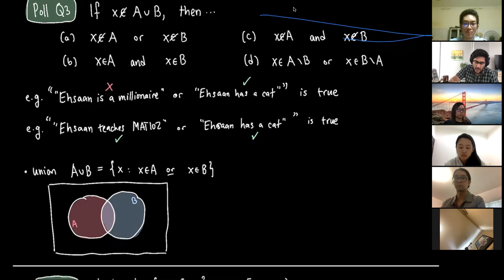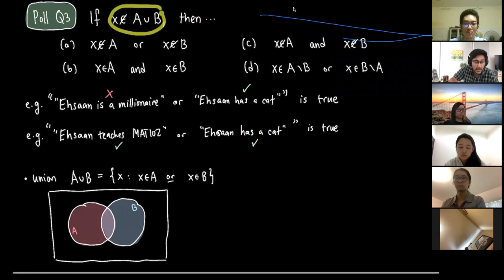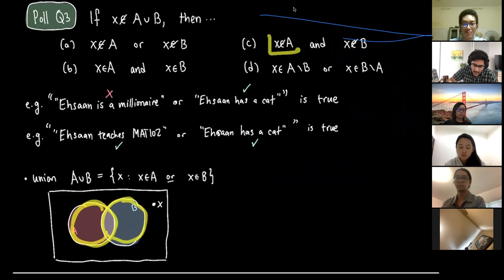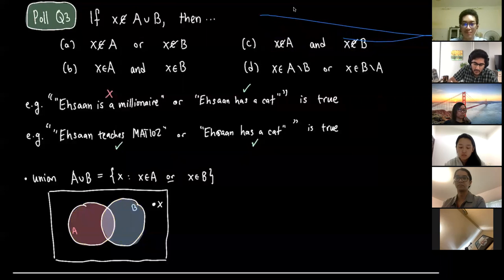So if X is not in this union, then it must be somewhere outside. So X could be here. As you can see, X is neither in A, nor is it in B. It's in neither of them. So X is not in A, and X is not in B. So C is the right answer.